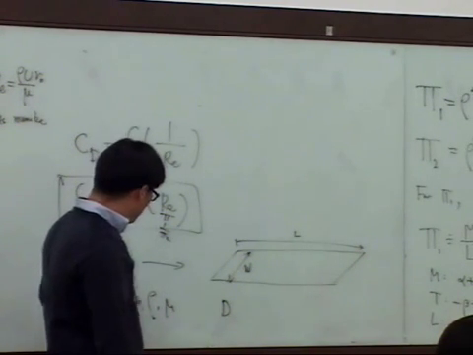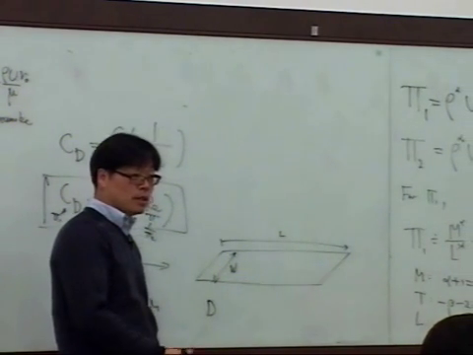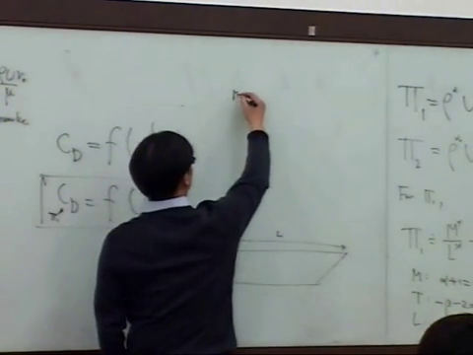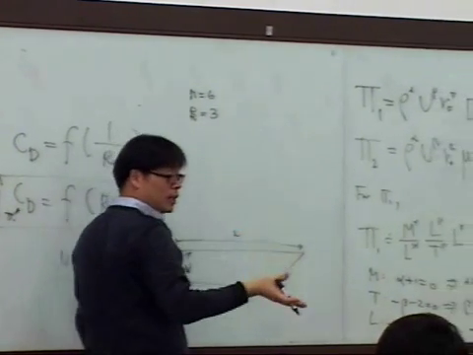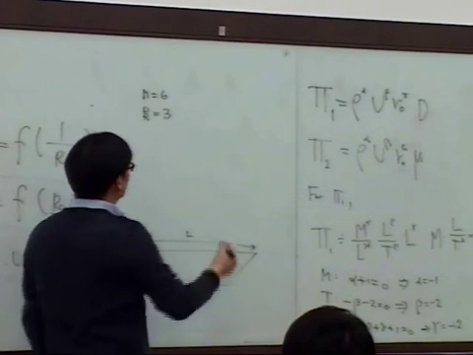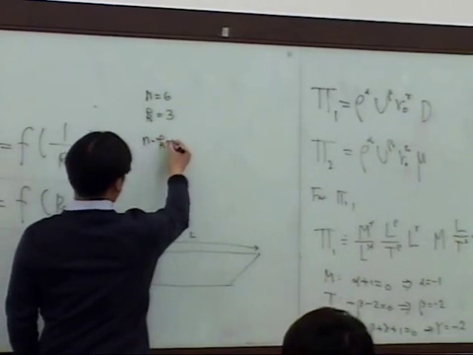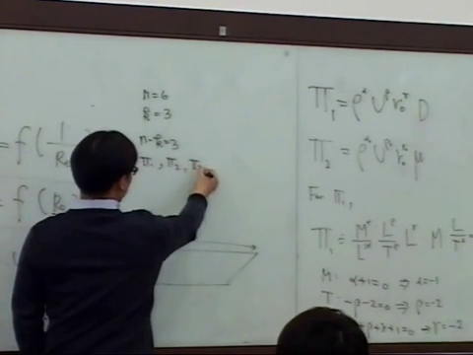How many variables do we have? 1, 2, 3, 4, 5, 6. Instead of 5, we have 6. So n is 6 here. Fundamental dimensions are still 3, MLT. So how many pi terms do we get? So n minus k is 3. So I expect pi 1, pi 2, pi 3.